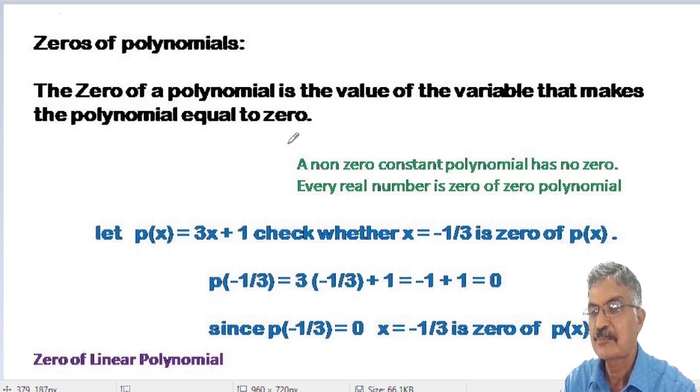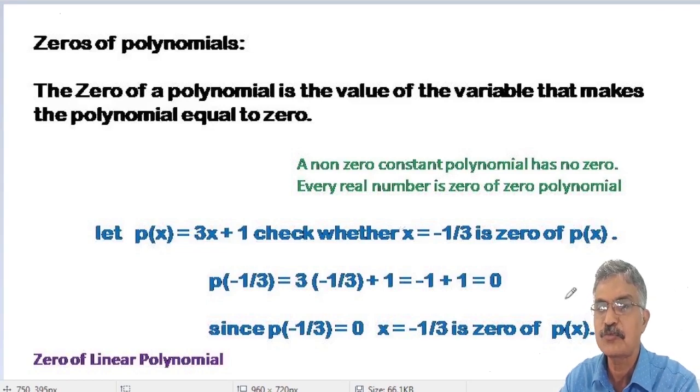Here I write an example. p(x) = 3x + 1. Check whether x equal to minus 1 by 3 is a zero of p(x). Substitute x by minus 1 by 3 and do the necessary arithmetic. If the answer is 0, then x equal to minus 1 by 3 is the zero of p(x). Okay. Here, while we substitute x equal to minus 1 by 3, we will get the answer as 0. So, x equal to minus 1 by 3 is a zero of p(x).